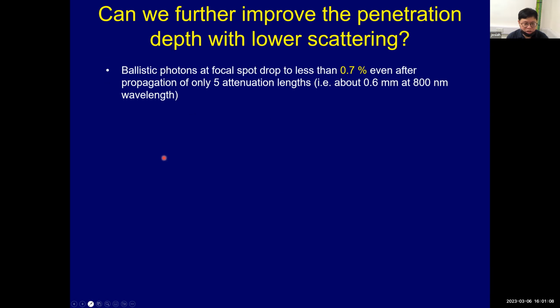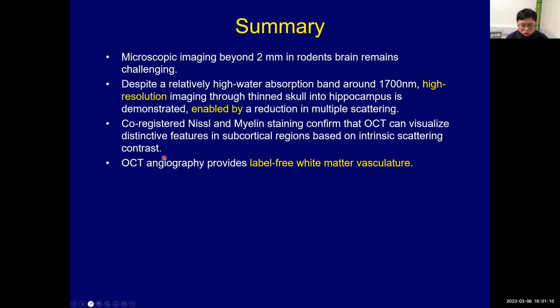So just a quick summary. Microscopy imaging beyond 2 mm is still quite challenging, and even though the water absorption is higher at 1700, the high resolution can be demonstrated through the thin skull into the hippocampus, mainly because the multiple scattering can be effectively reduced. We also confirmed through the co-registered Nissl and myelin staining that the cellular and morphological features in the subcortical region can be observed using the OCT technique.